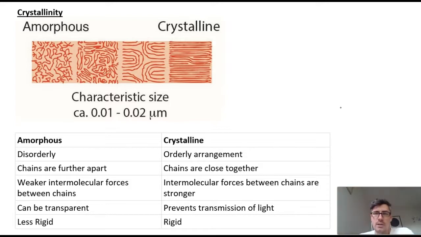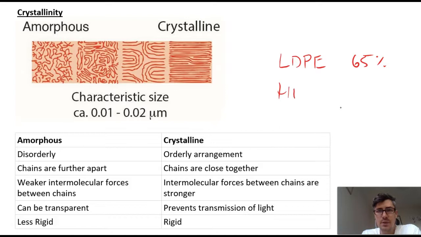Now if you look at something like LDPE, which is low density polyethylene, that's about 65% crystalline. If you look at HDPE, which is high density, made at a lower pressure more slowly, it can actually reach about 95% crystallinity, which means that 95% of the polymer is in that kind of structure.